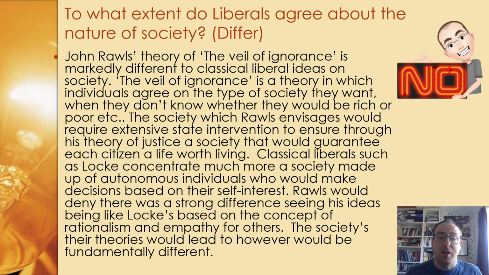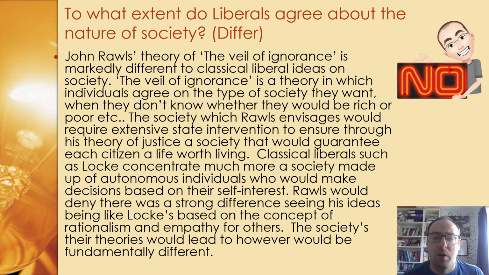Now, this is the other side, saying that they disagree on the nature of society. So John Rawls' theory of the veil of ignorance is markedly different to classical liberals' ideas on society. The veil of ignorance is a theory in which individuals agree on the type of society they want when they don't know whether they would be rich or poor, etc. And you might go into a bit more detail on that.